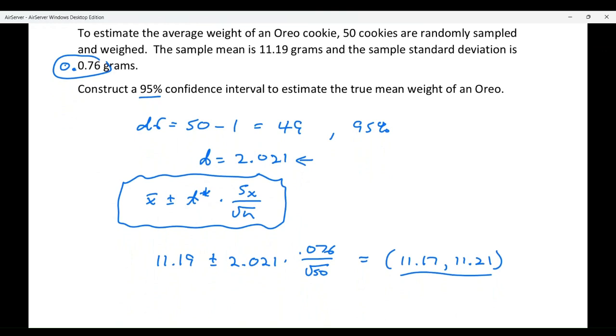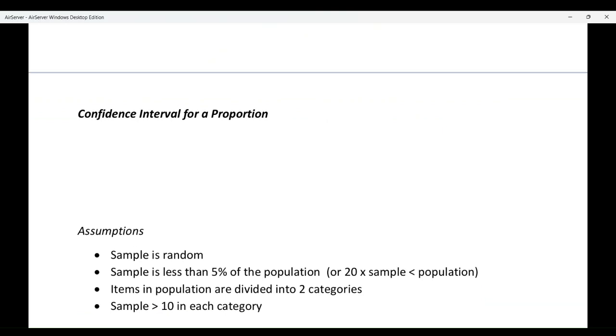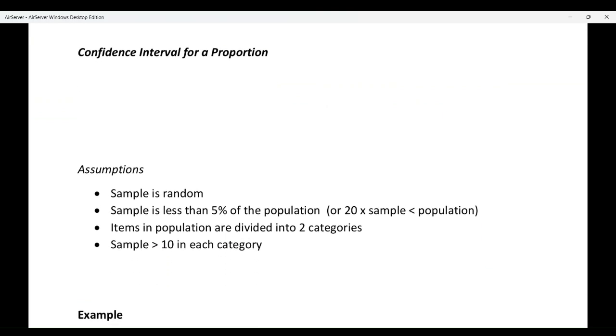All right. So that's how we find confidence intervals, both when we know the standard deviation for the population and when we don't know the standard deviation for the population. Okay, so let's switch gears a little bit here, and we're going to look at how to find a confidence interval for a proportion. So we're still in the one sample world. We've looked at one sample for a mean. Now we're just going to look at a one sample for a proportion.